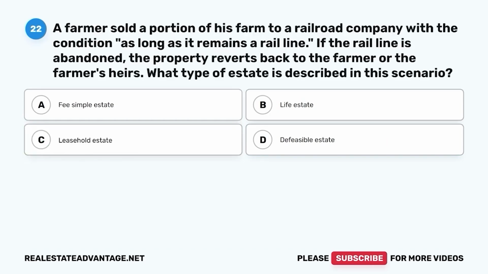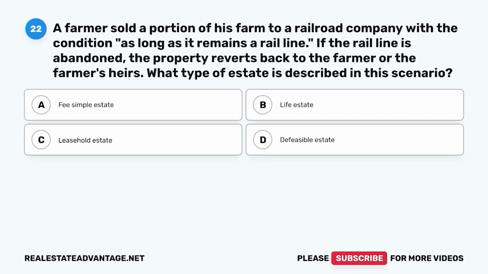Question 22. A farmer sold a portion of his farm to a railroad company with the condition, as long as it remains a rail line. If the rail line is abandoned, the property reverts back to the farmer or the farmer's heirs.